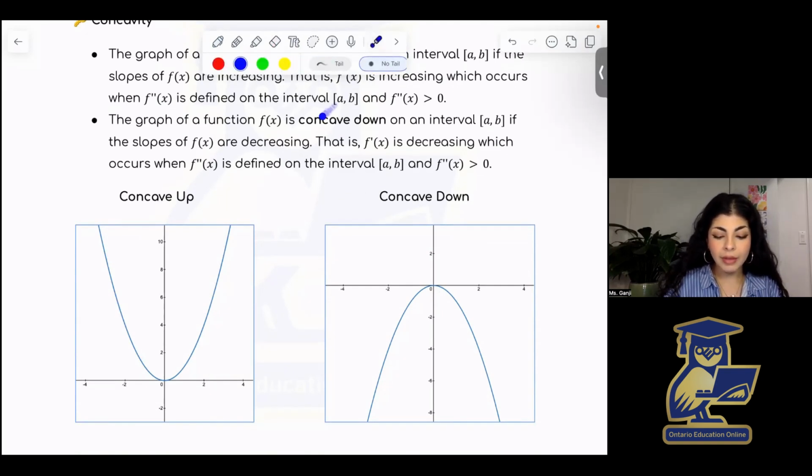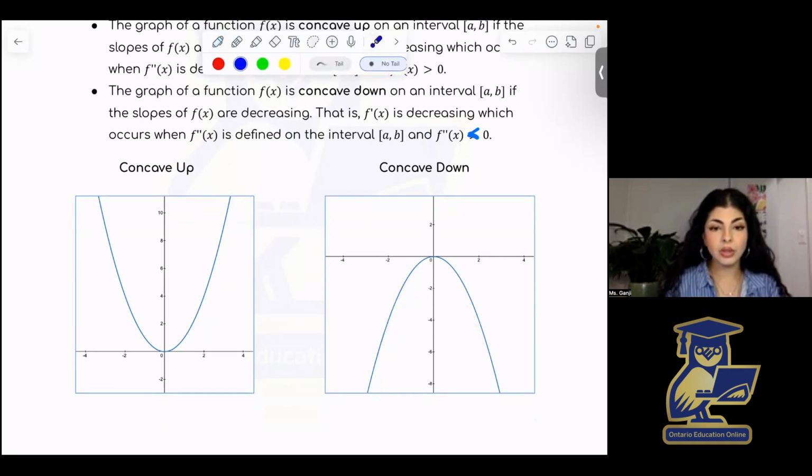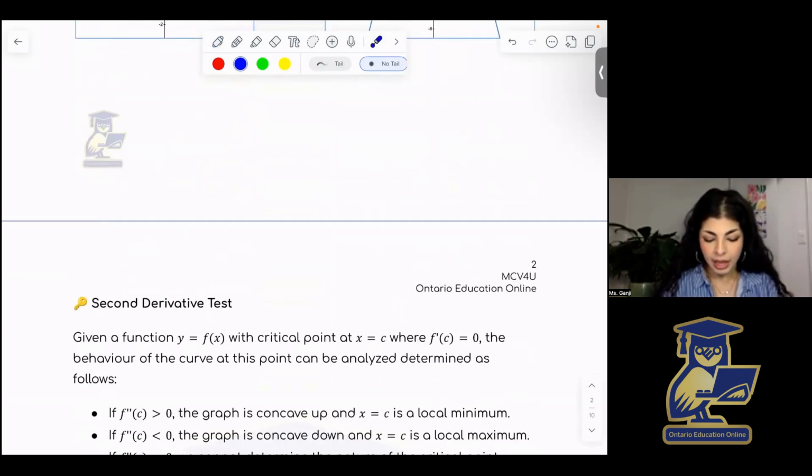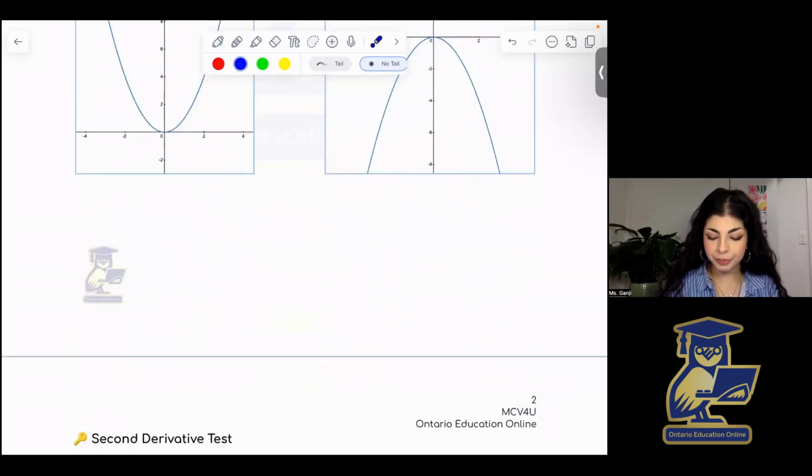Now, we also say that a graph can be concave down on an interval if the slopes of f of x are decreasing. So again, if the first and second derivative are defined and f prime of x is decreasing, so this is less than 0, then we say that the graph is concave down and it's opening downwards. What we saw last time was, for example, by determining the end behaviors at times, you were pretty much getting that information, but now we're going to do it more explicitly in regards to concavity.